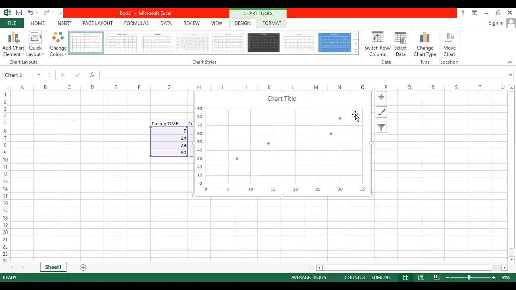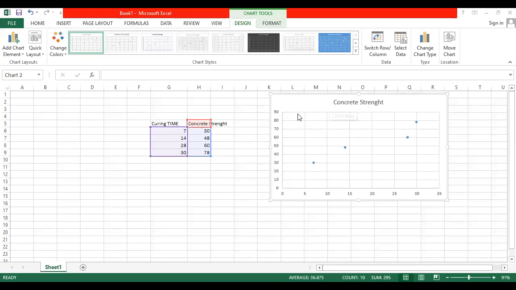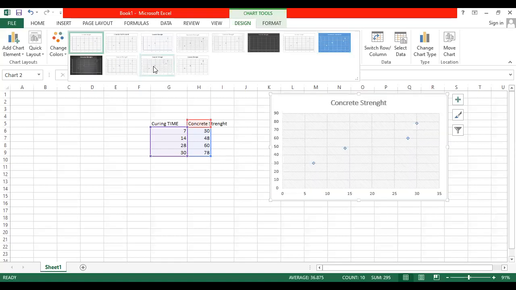It is demanding for the chart title and the details of the chart because we didn't select the headers. So let's go back and redo it. We want to select together with the header. So let's go and then reinsert. From here you can easily select the kind of charts you want. There are many options.